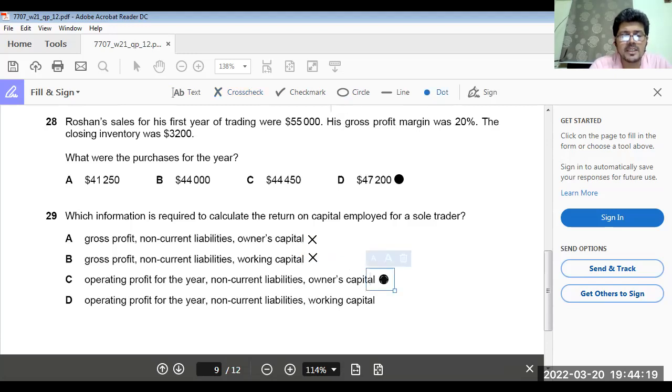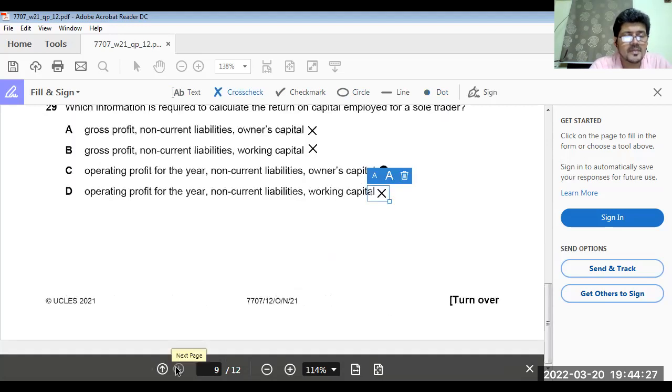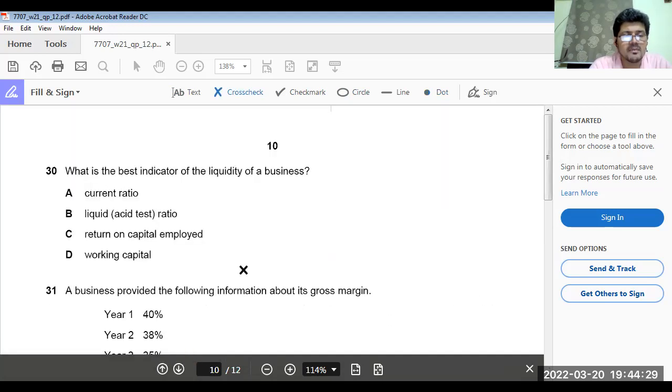And what about D option? Working capital we don't include for capital employed. Done? Okay. Now come to 30. What is the best indicator of a liquidity business? Liquidity of a business, there are two liquidity ratios, current ratio and quick ratio. So quick ratio is the best.